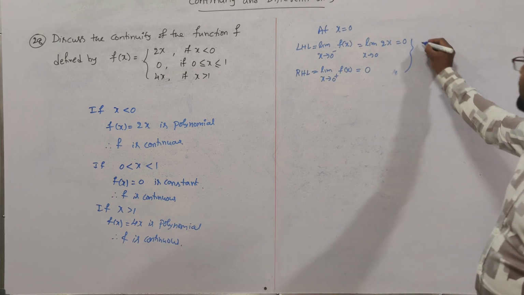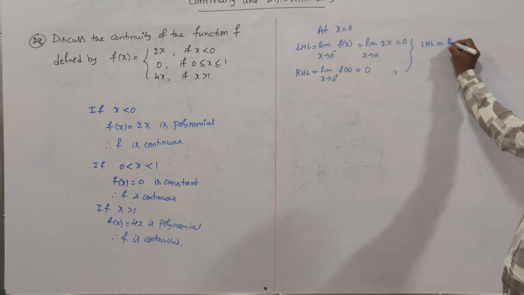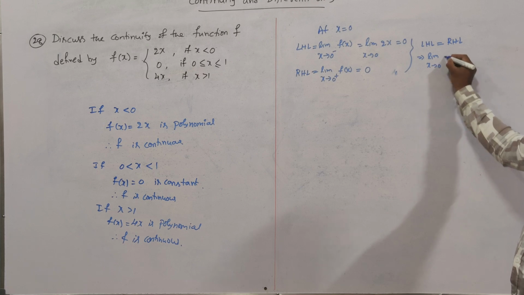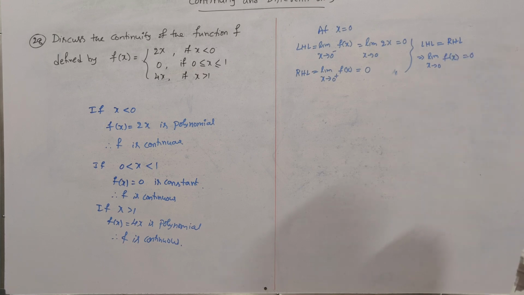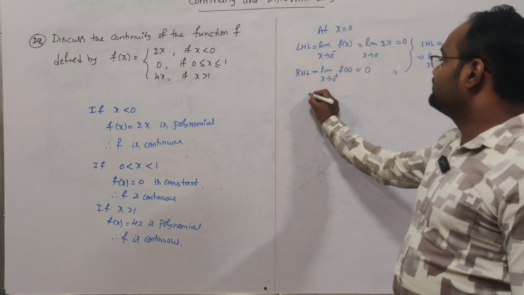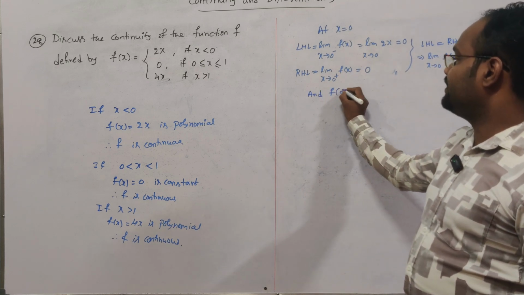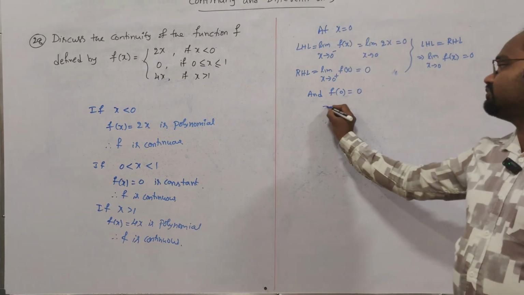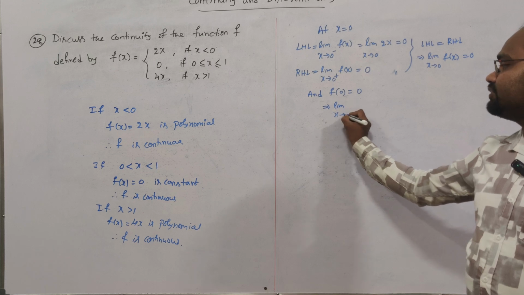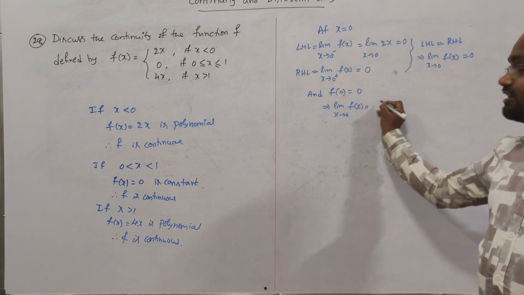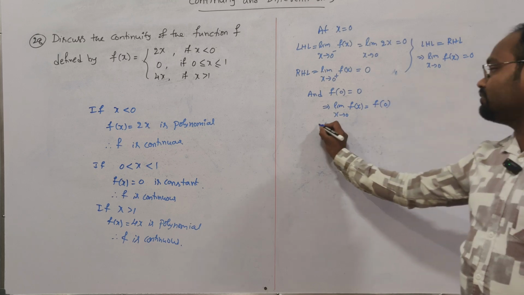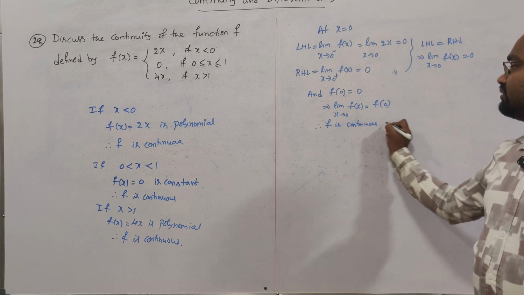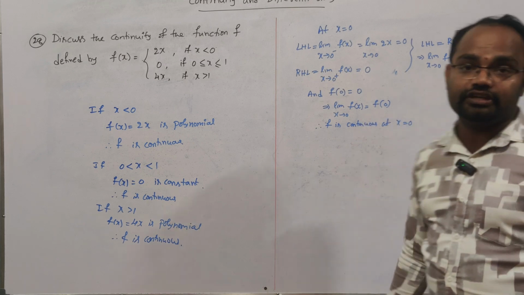LHL, from these two what we can observe, LHL is equal to RHL, so we will get limit as x tending to 0, f of x is 0. And what is f of 0? When x is equal to 0 also f of 0 is 0, so this implies limiting value at x is equal to 0 is same as functional value at x is equal to 0, therefore f is continuous at x is equal to 0.